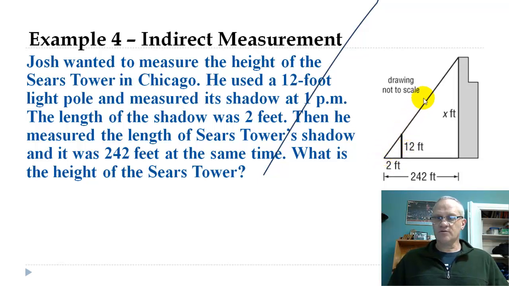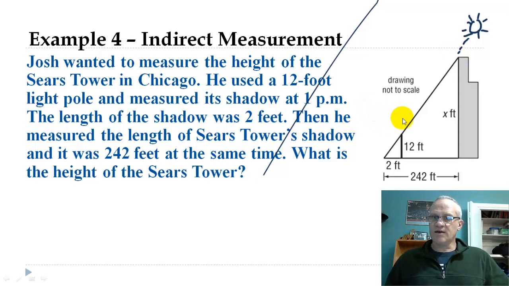Basically this is coming from the sun up here. So here's the sun shining its rays down. So this is like the angle of the sun making the shadow here. So it makes this little triangle. Well, at the same time, the Sears Tower, here's the Sears Tower here, it is X feet tall. We don't know what it is, but it makes a shadow of 242 feet. So basically, this makes another similar triangle.